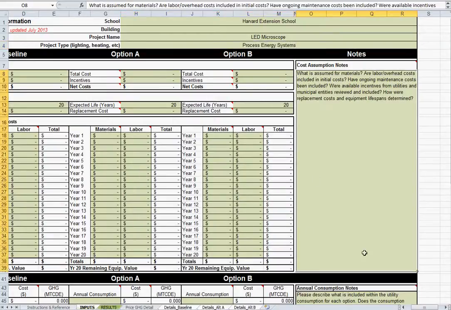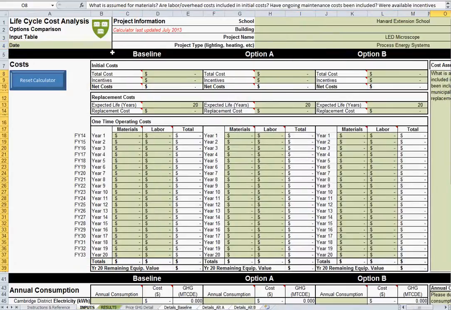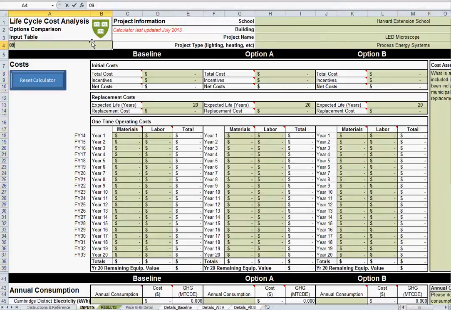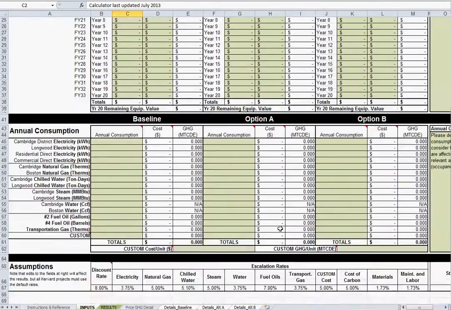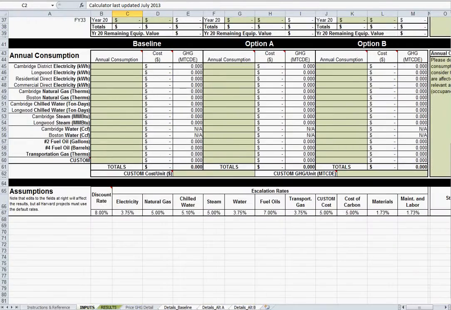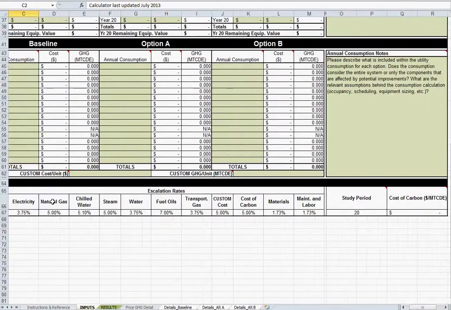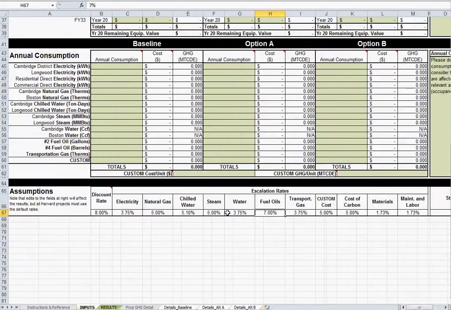So that's just some general use of this calculator. You can put a date in, which I'm going to do. And note that it says the calculator was last updated on July 13th up here. We do have periodic updates to our rates, our GHG emissions factors, and escalation and assumptions. So we went over those earlier. Some of the escalation rates have changed from that slide. I need to update that.